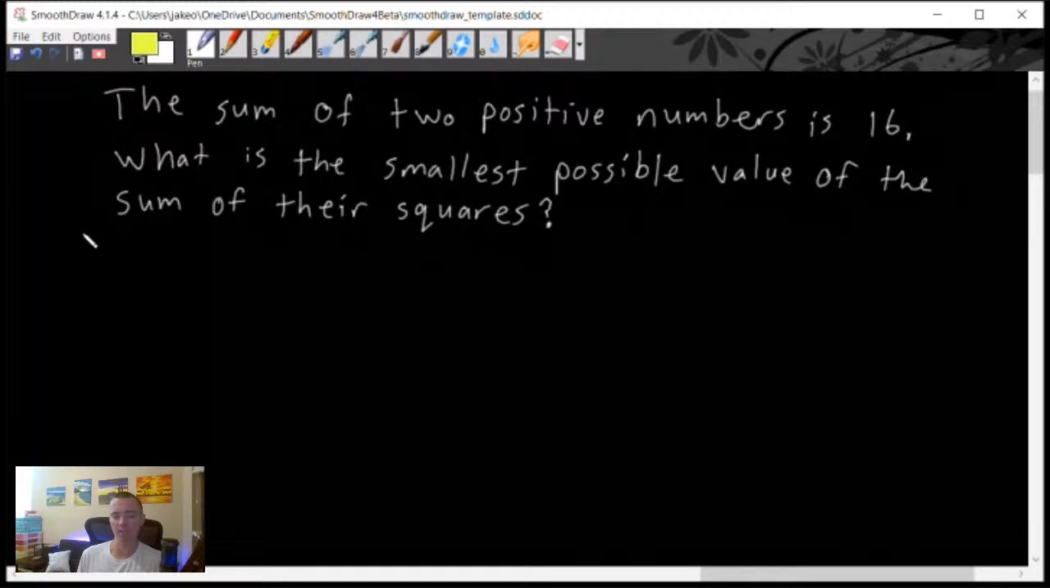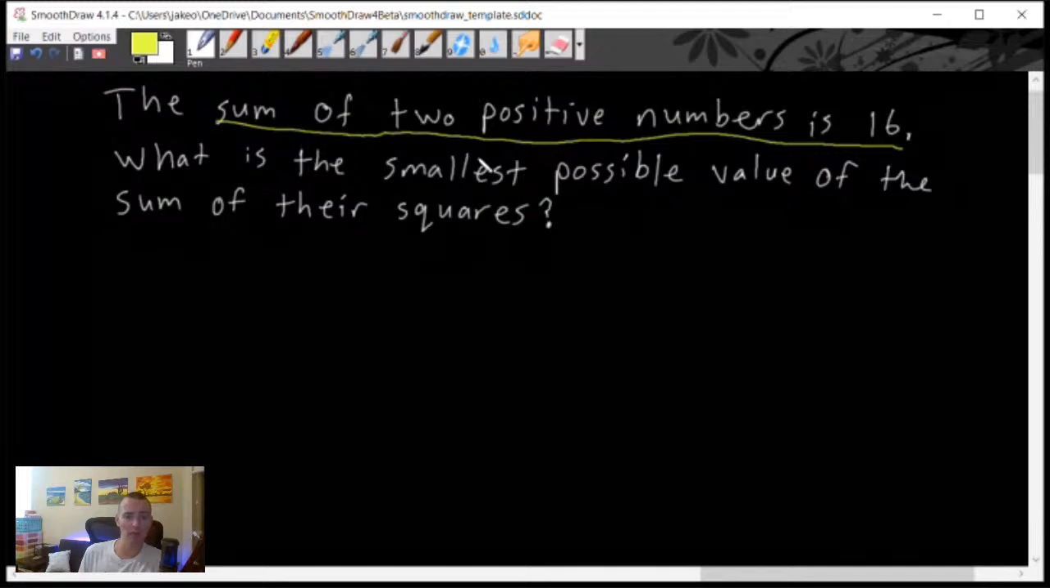First of all, we want to take a step back and think about our problem, what it's asking, and what it's telling us that we already know. First, it's telling us that we again have 2 positive numbers and we know that their sum is 16. Notice it's telling us right off the bat that we only want to consider positive numbers. We're looking for 2 numbers and they're going to be positive. And we want to find the smallest possible value of the sum of their squares.